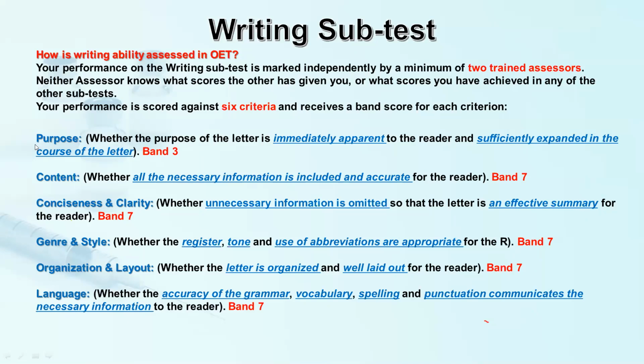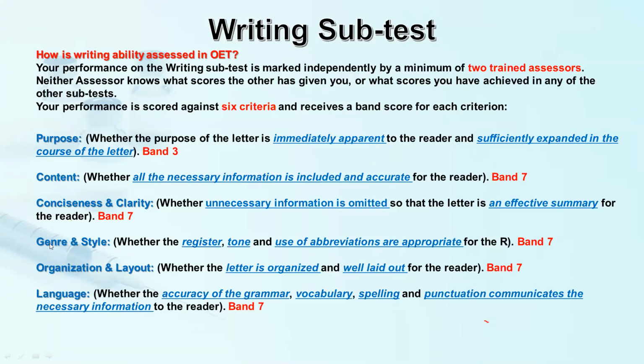The first criterion we have is purpose: whether the purpose of the letter is immediately apparent to the reader and sufficiently expanded in the course of the letter, and you receive a band score of 3. The next criterion we have is content: whether all the necessary information is included and accurate for the reader, and you receive a band score of 7. The next one, conciseness and clarity: whether unnecessary information is omitted so that the letter is an efficient summary for the reader, and also you receive a band score of 7.